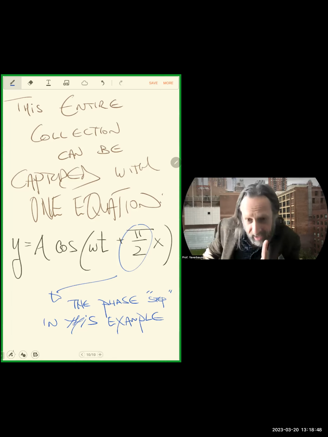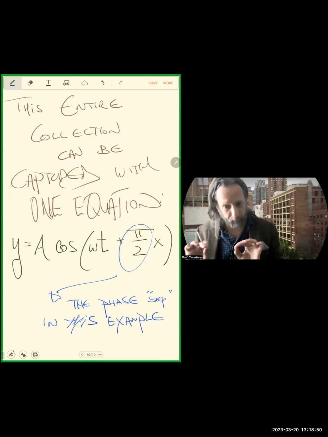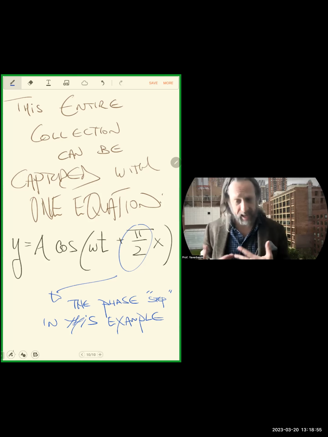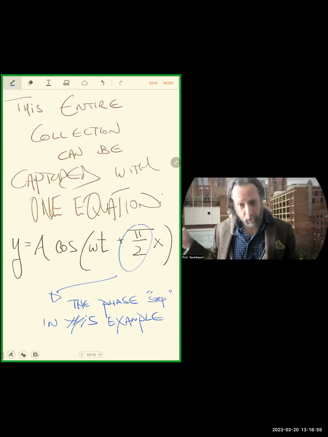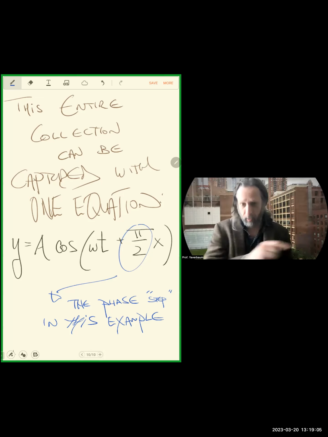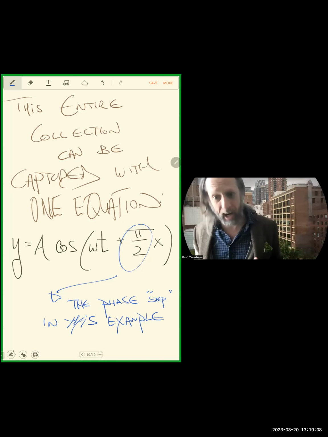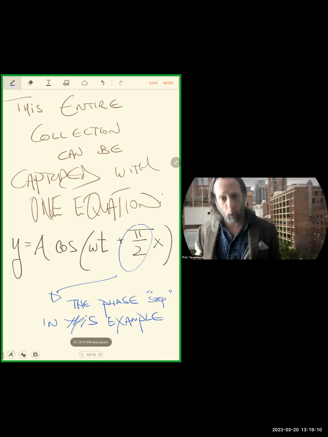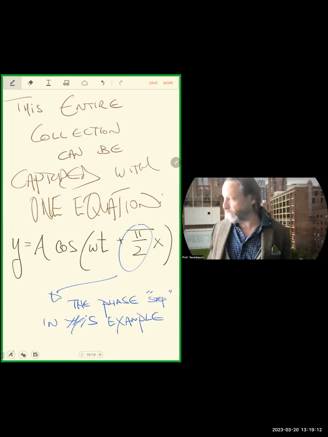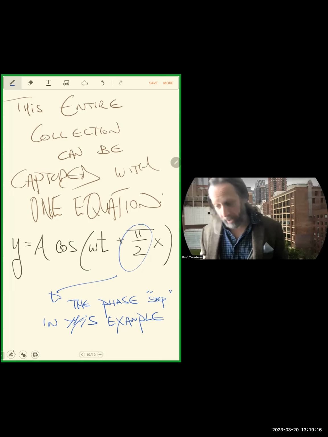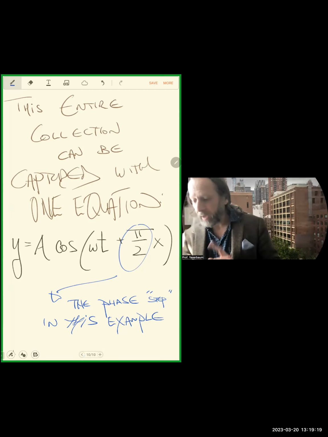in this example, I chose pi over 2 radians. That's just an example. But pi over 2 is a nice example because it's a quarter of a cycle, right? So pi over 2 is like the difference between amplitude and middle, or middle and negative amplitude, because a full cycle is 2 pi. So pi over 2 means a quarter of a cycle, from one edge of the cycle to the center, to the equilibrium, right?